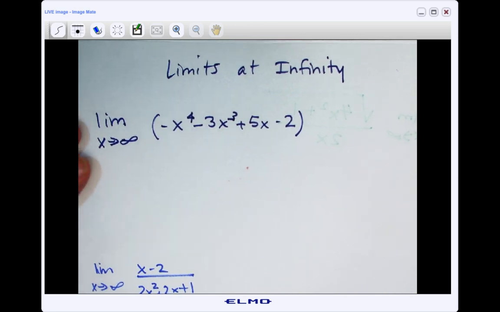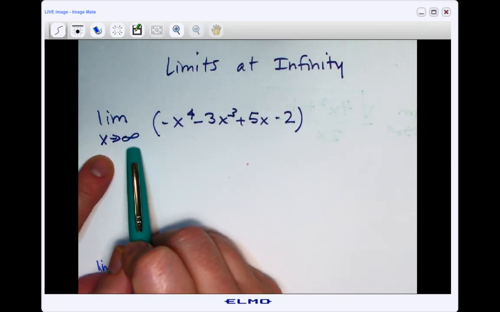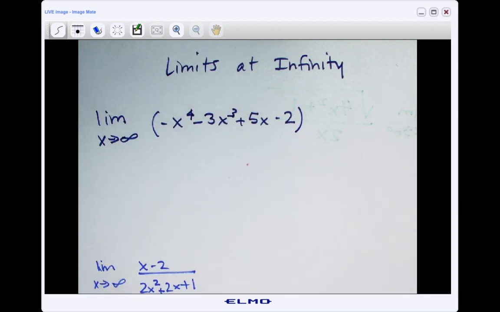Okay, so let's do some limits at infinity. What makes them different from our other ones is that instead of going towards a particular number, we're actually going towards infinity or negative infinity. So what we're doing here is imagining what happens to this function when x gets really, really huge in the negative or positive direction.